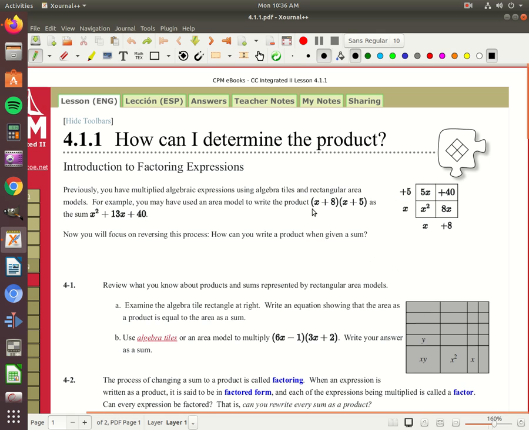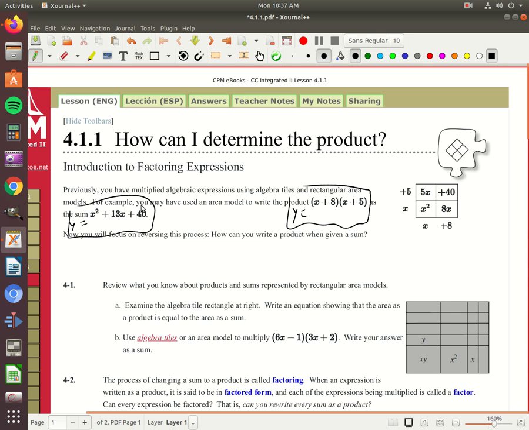And I want to show you what happens if you graph y equals (x plus 8)(x plus 5), and if you graph y equals x squared plus 13x plus 40. Keep in mind, if you remember back from chapter 1 where we have the area as a product, this (x plus 5) times (x plus 8) should equal the middle all added together. You can see x times x is x squared, 5x, 8x, 40.